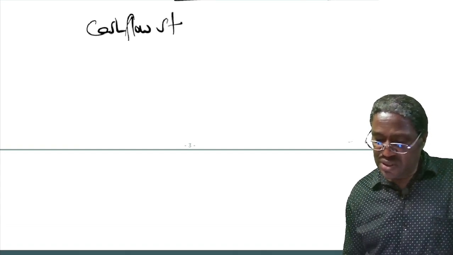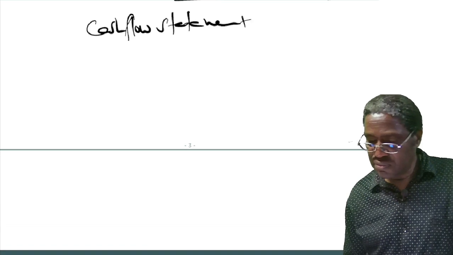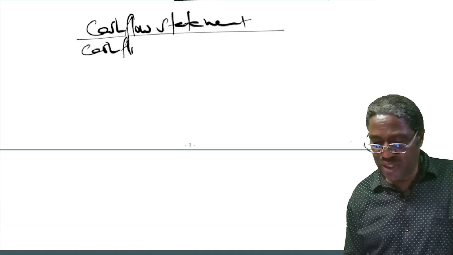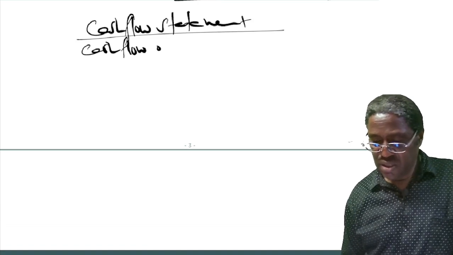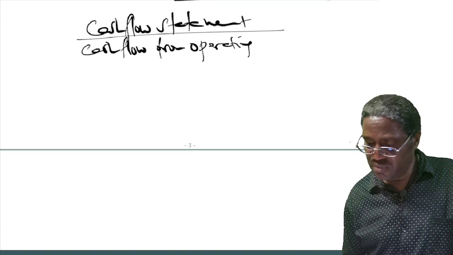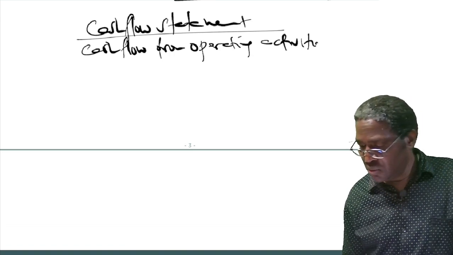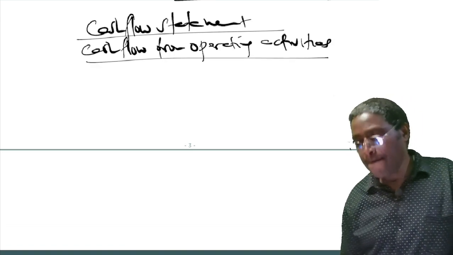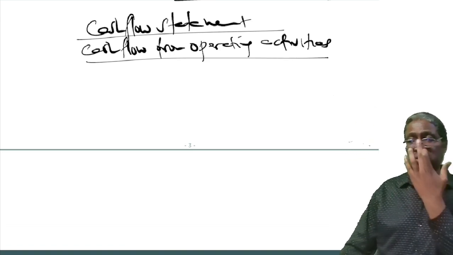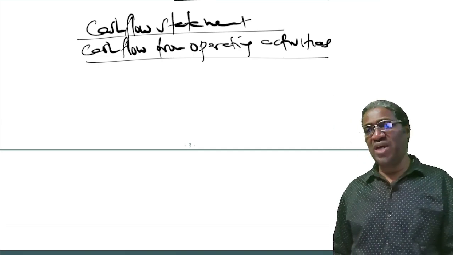Cash flow statements. We normally start with what we call cash flow from operating activities. Cash flows from operating activities. Remember, we have done this before, so you will be reminding me some of the items.